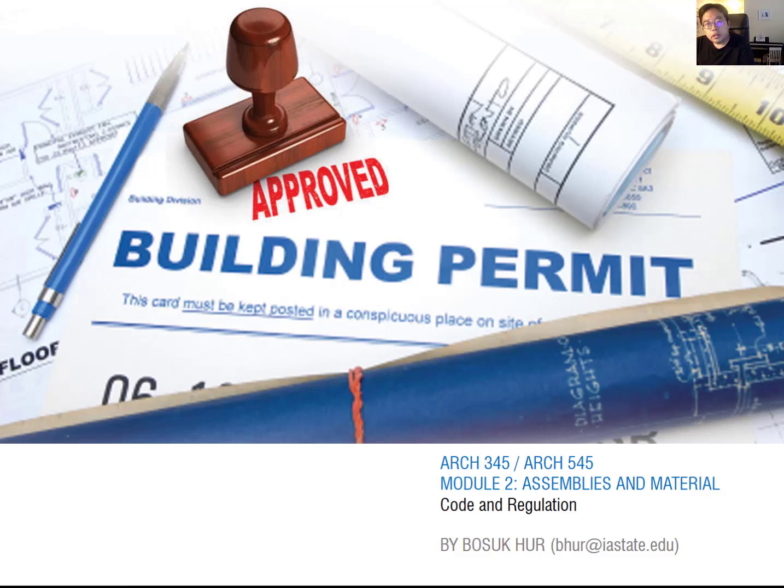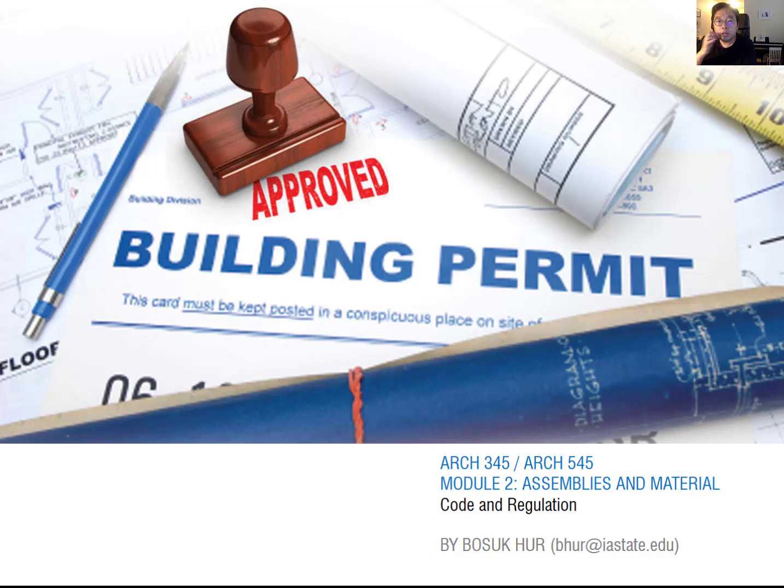So good afternoon, everyone. Last Tuesday, we talked about the concept of IBC, and we discussed what is the five beginning consideration for your code, and we also talked about how you can determine the construction type and occupancy, and also from this occupancy and construction type, how you can determine the maximum allowable area, height, and the stories. So basically from this understanding, we move to discuss the code today.